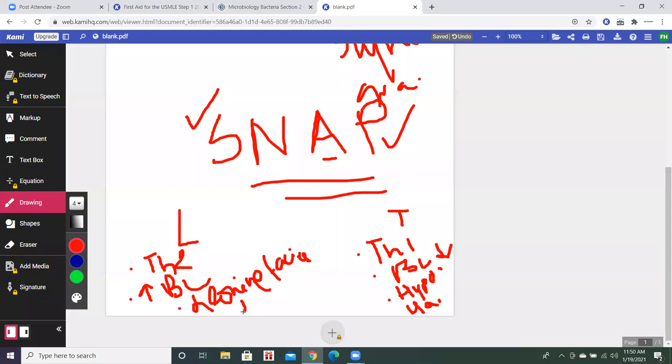Lepromatous is lethal. Tuberculoid is treatable. T for treatable, L for lethal. Now, to treat Mycobacterium leprae, the treatment for tuberculoid is dapsone and rifampin. And for lepromatous leprosy, what we use is clofazimine. That's all I remember.